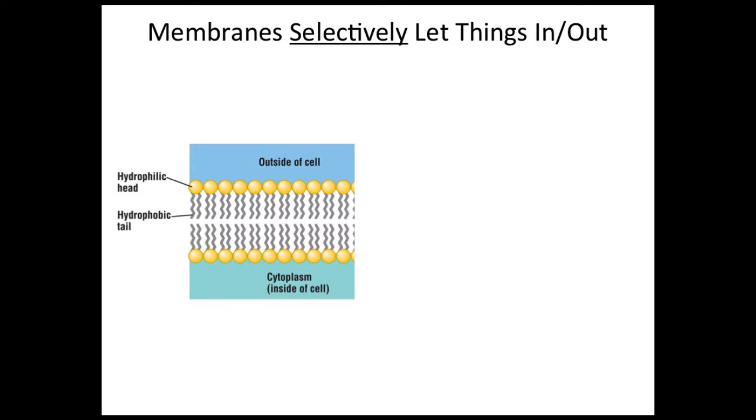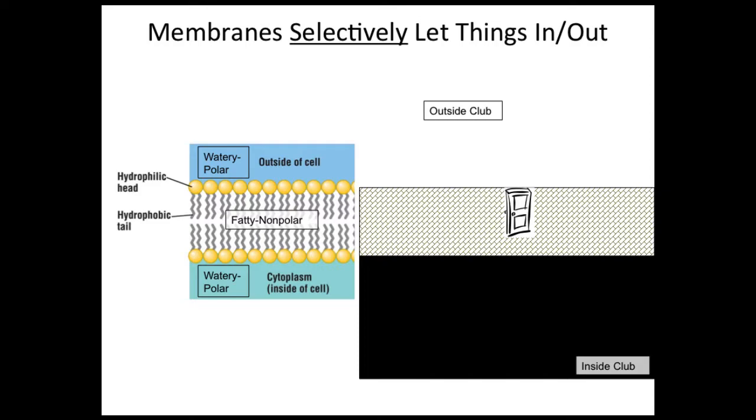And remember these words like hydrophilic and hydrophobic. Hydrophilic means water-loving, but hydrophobic means water-fearing. So this is going to be that region that's oily, that doesn't mix with water. This middle part is fatty, with nonpolar bonds forming, and the outside and inside of the cell has water, so polar bonds may form.